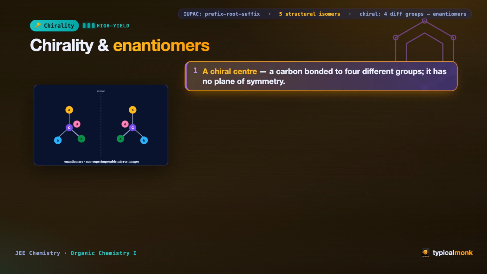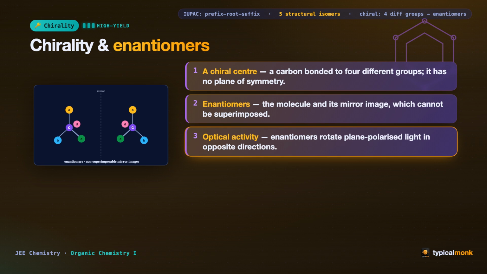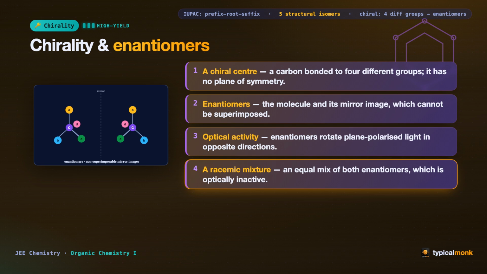Now look at the picture, chirality and enantiomers. A chiral center. It is a carbon bonded to 4 different groups, and so it has no plane of symmetry. Enantiomers. They are the molecule and its mirror image, which cannot be superimposed on each other. Optical activity. Enantiomers rotate plane polarized light in opposite directions. A racemic mixture. An equal mix of both enantiomers, and because the rotations cancel, it is optically inactive.